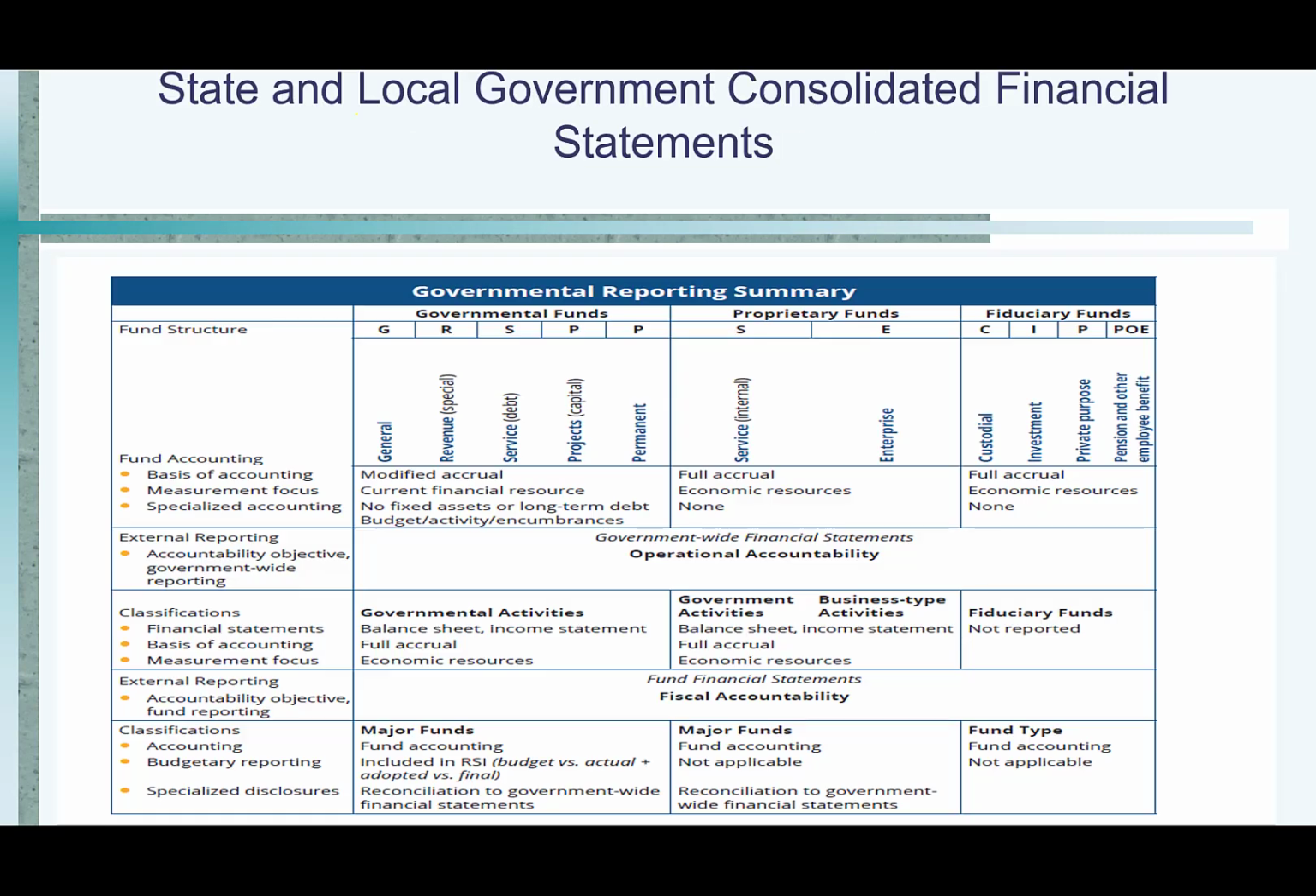All I want you to know right now is this, which is what? What funds constitute our governmental funds? Which funds constitute our proprietary funds? What funds constitute our fiduciary funds? How are they consolidated up at the government-wide level? What type of accounting do we use? Everybody uses modified accrual. No! Everybody uses what? Full accrual, economic resources, and at the government-wide level, operational accountability. Only the what? Governmental funds use the modified accrual, the fiscal accountability, and the current financial resources measurement focus, right?